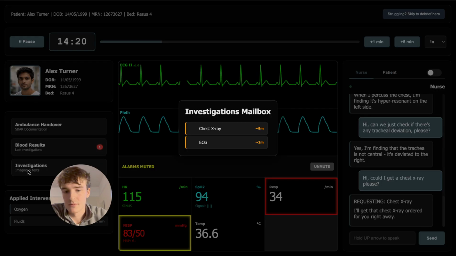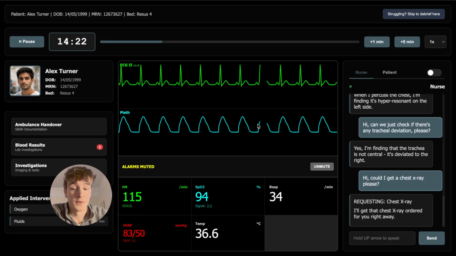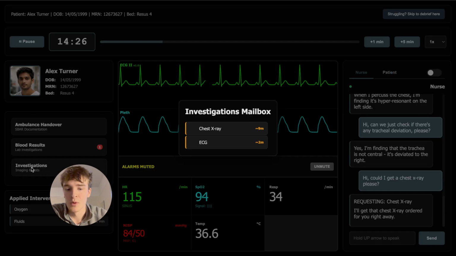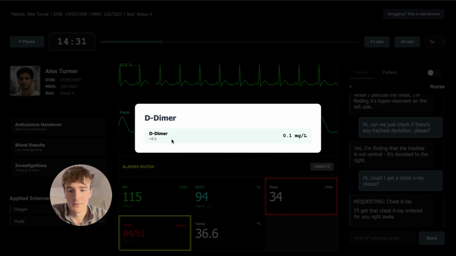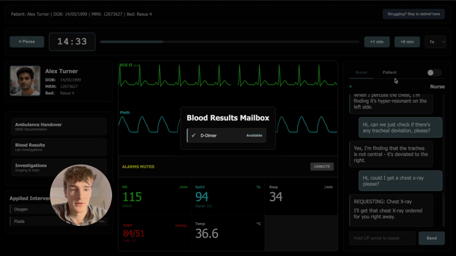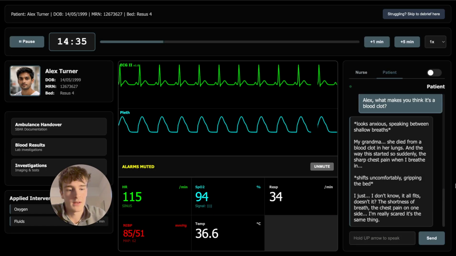Right, chest X-ray. Actually, we ordered one earlier, didn't we? We've been 1 minute through, so there's 9 minutes to go. And blood results come in. The D-dimer level is completely normal, so we're not thinking PE. So let's tell the patient this.